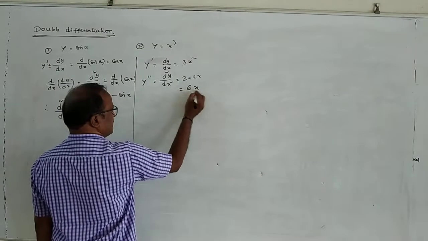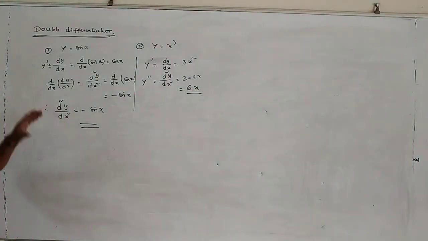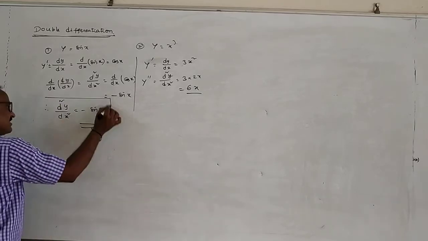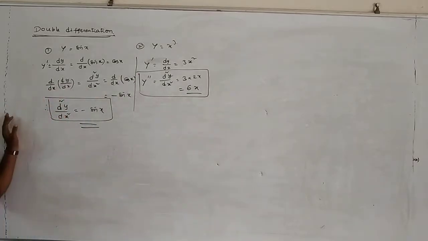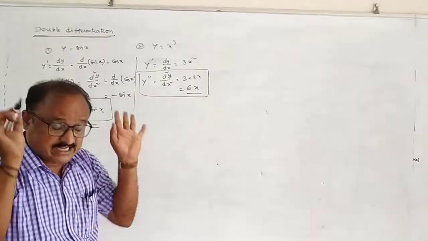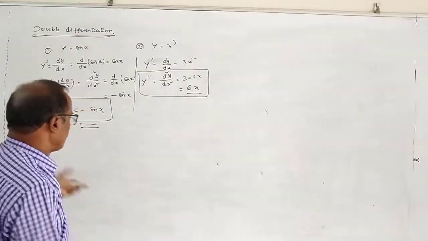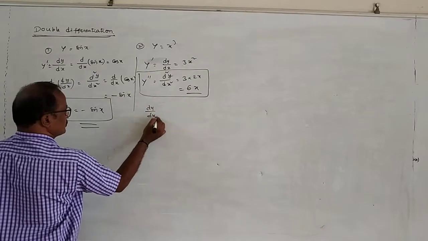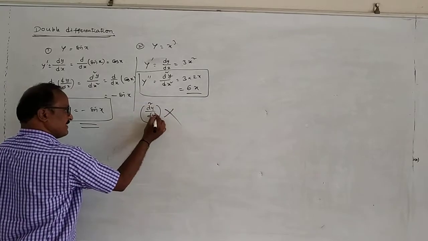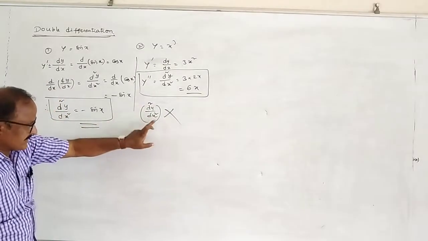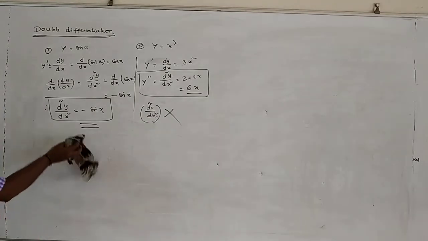So finally we got the formula 6x. This is the formula or process for double derivative. Double derivative is always represented by d square y by dx square. That can be read as d square y by dx square, not dy by dx whole square. This cannot be represented like this. Only d square y by dx square. So that is the double derivative.